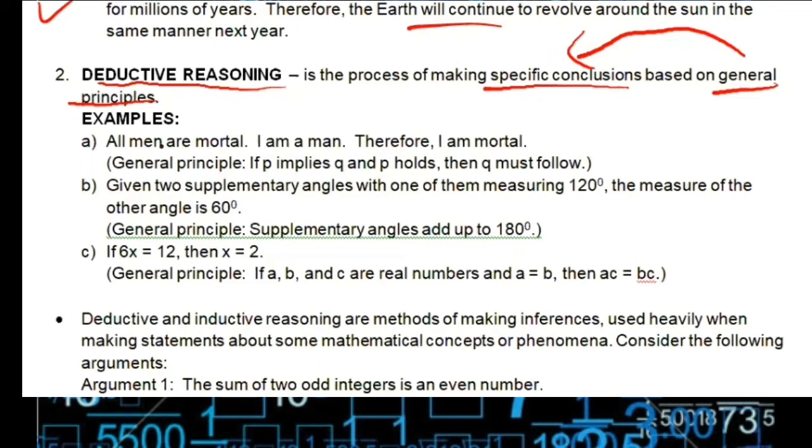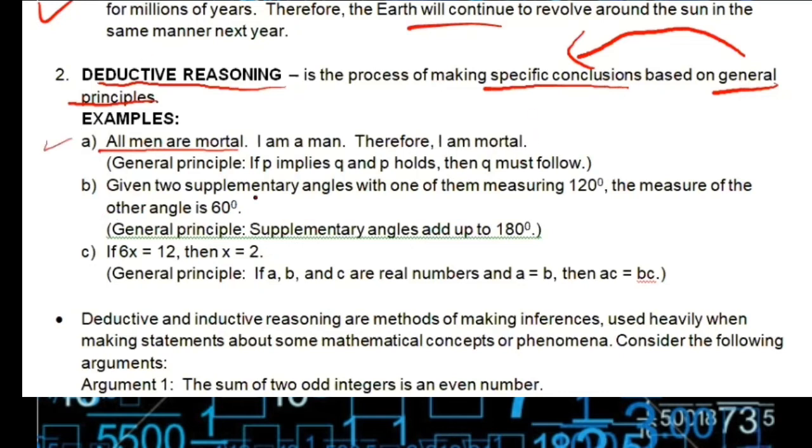Letter A. All men are mortal. I am a man, therefore I am mortal. So, general statement, all men. Then, nagbigay siya ng specific example, sarili niya. Therefore, he is mortal. Deductive.